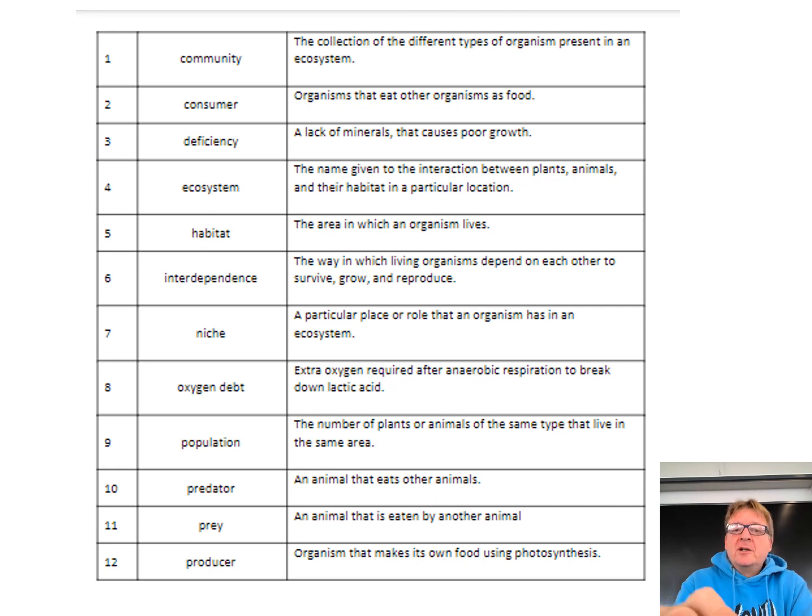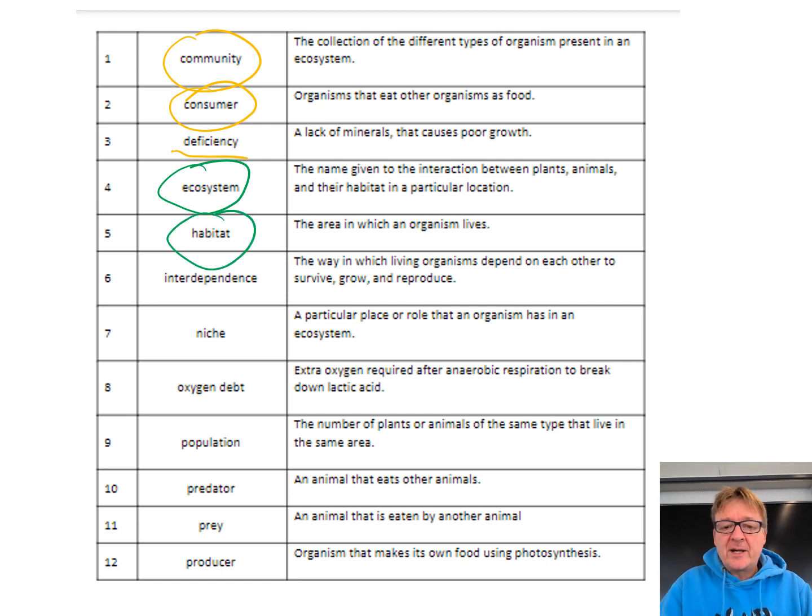Keywords. A collection of different types of organisms present in an ecosystem is a community. So it's a bit like the estate that you live on, that's a community of different people. Organisms that eat other organisms as food, so the first one on the chain is a consumer. A lack of minerals causing poor growth, deficiency. The name given to the interaction between plants, animals and their habitats is the ecosystem. The area in which organisms live is your habitat, so your bedroom is your habitat. The way in which living organisms depend on each other to survive and grow is interdependence.